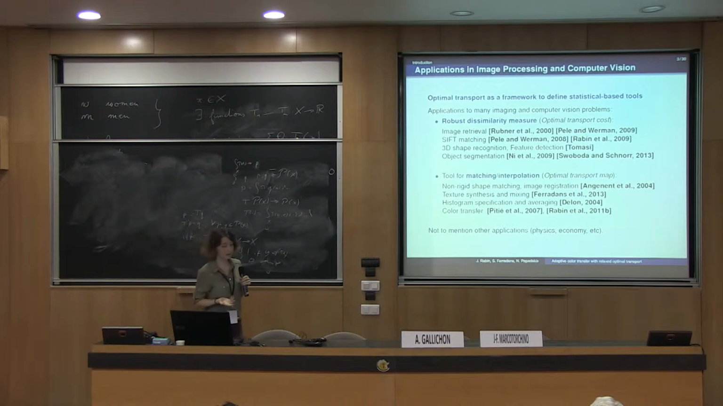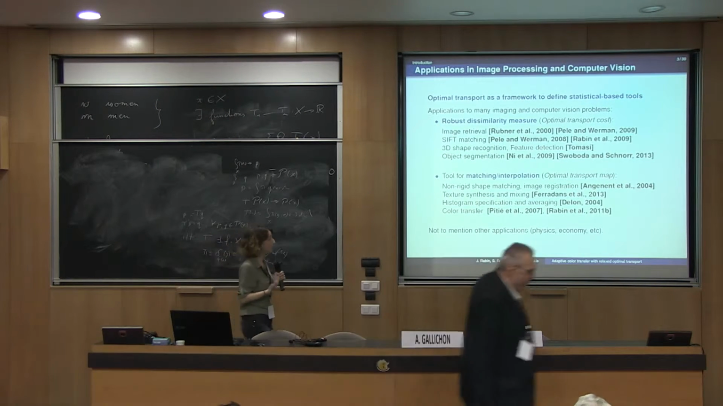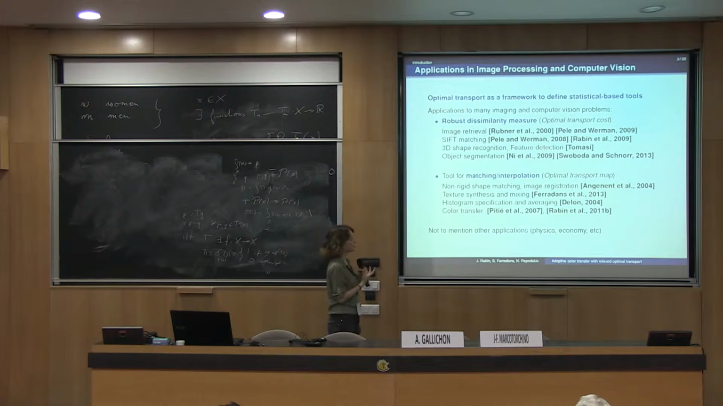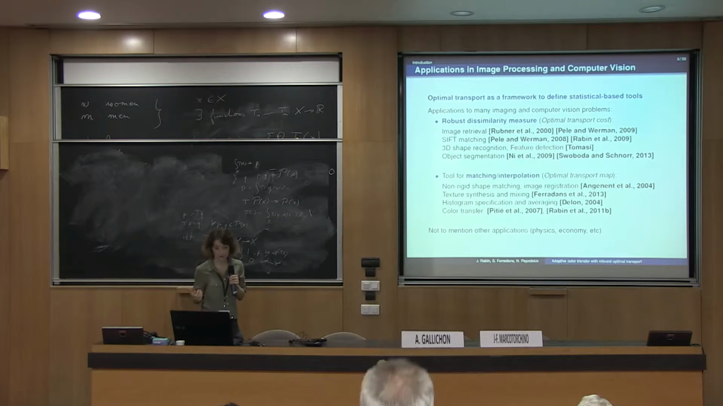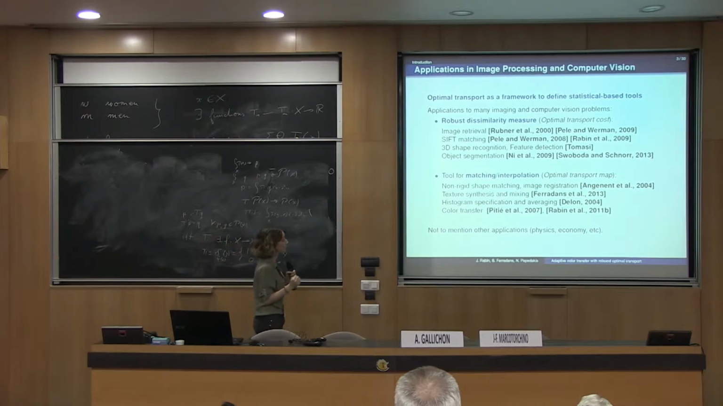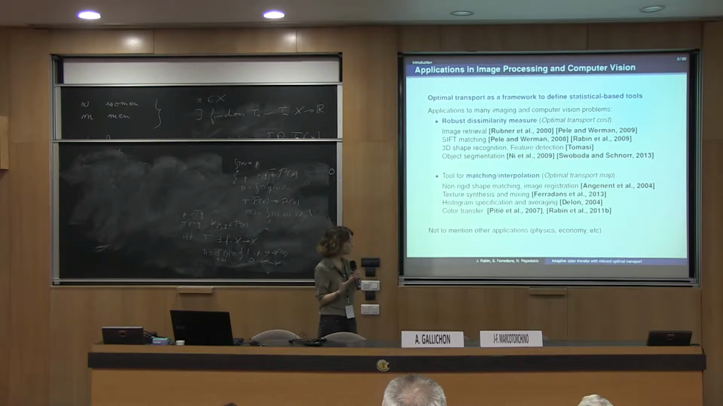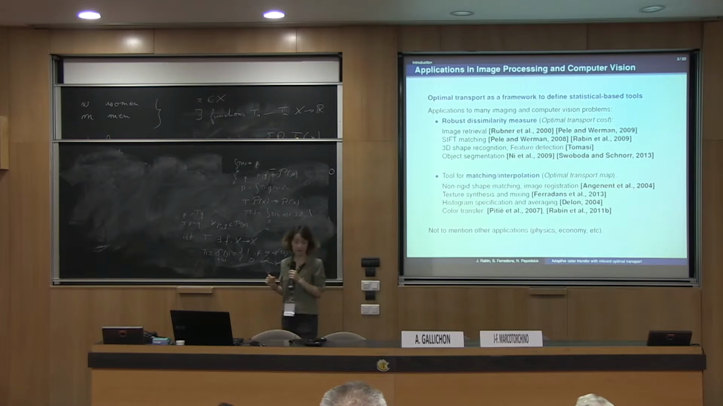Optimal transport has been applied in image processing many times, as in general in the context of statistical-based tools. For example, to compare for image retrieval, to see which image is better in a database. That would be the cost. Also for object segmentation. On the other hand, the optimal transport map has also been used for texture synthesis, for constructing different types of textures, or for color transfer, or for shape matching.